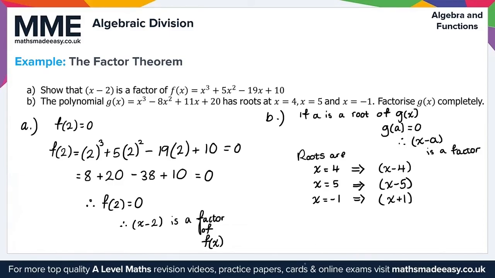So therefore, if we factorise g of x, we can just write this as the product of its 3 factors. And simply, g of x is going to be equal to x minus 4 times x minus 5 times x plus 1. And that's g of x factorised completely. And that gives us the solution to our example on the factor theorem.